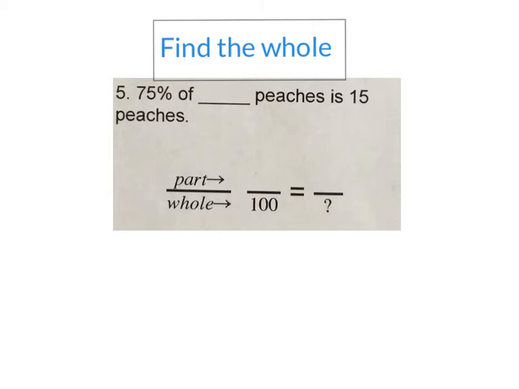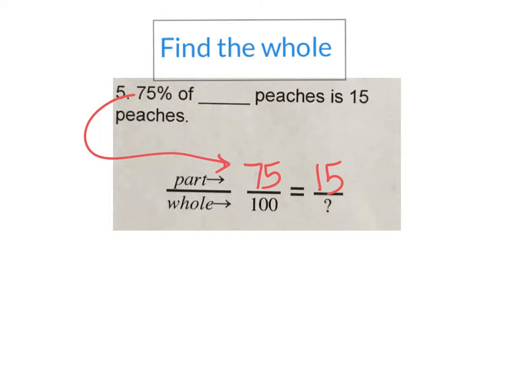75% of blank peaches is 15 peaches. Again, I'm going to write that percent in my ratio. And I know that 75% of a certain number of peaches is 15. So 15 goes with my 75.